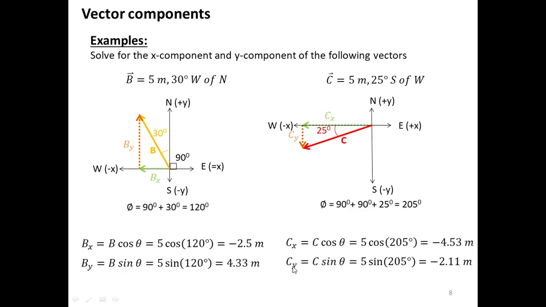And how about the y component? To calculate the y component of vector c, all you have to do is multiply the magnitude of vector c, which is 5 meters, by the sine of the reference angle, which is 205 degrees. So 5 meters times the sine of 205 degrees will be equal to negative 2.11 meters, which is negative because, as you can see here, the y component is going towards the negative y axis.